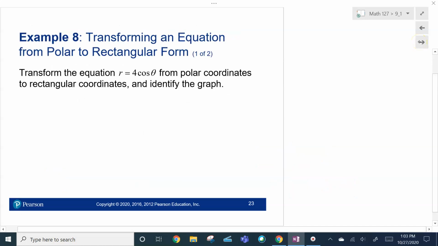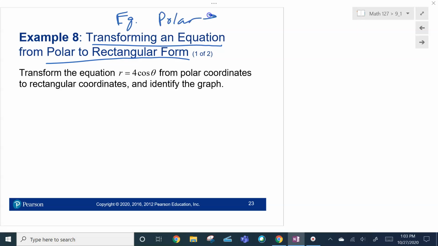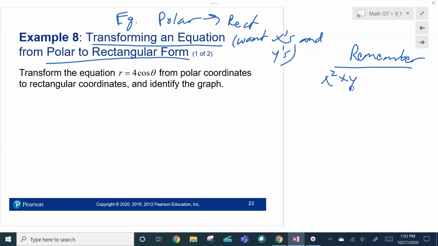All right, so let's transform the equation now. We're transforming an equation from polar to rectangular form. What we want in rectangular form is this in terms of x's and y's, right? That is the goal. And remember, we have x squared plus y squared equals r squared, and we also know that x equals r cosine theta, and y equals r times the sine of theta.